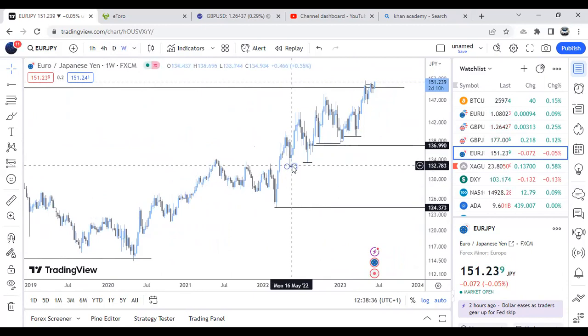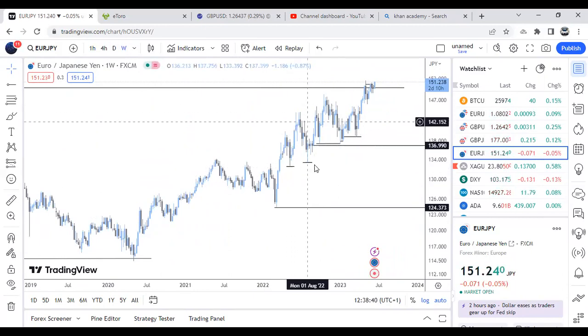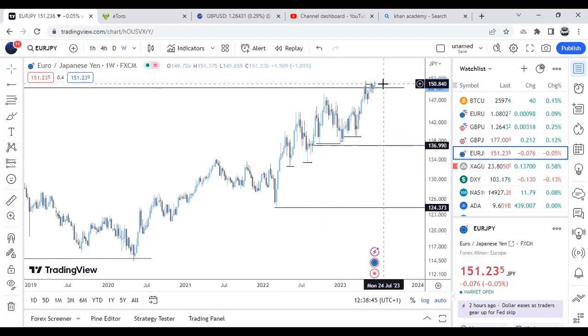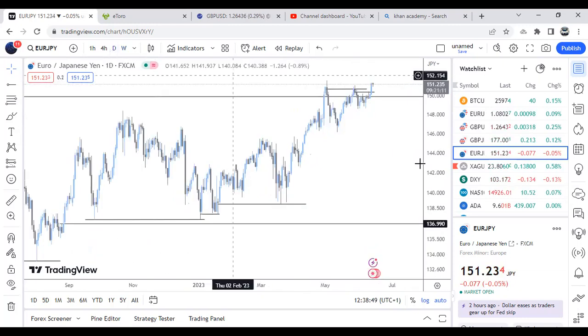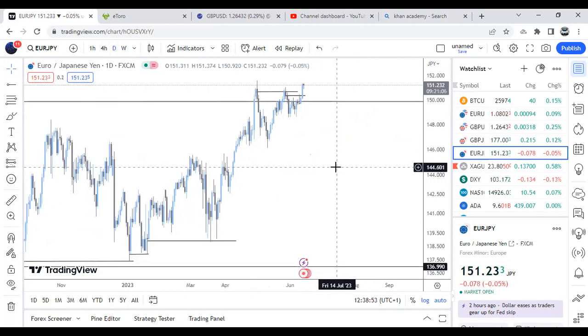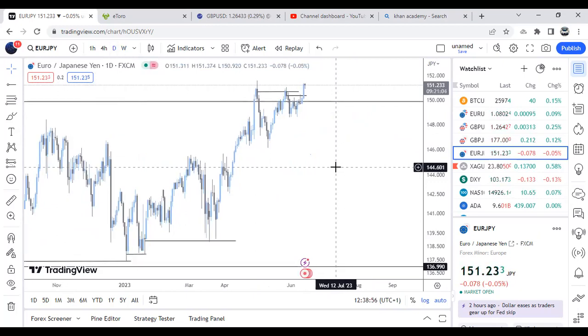Look at this: higher high, lower low, higher high, lower low, higher high. So basically we're making a higher high here. So go to the daily time frame. Sometimes I try to put in my own setups, but the market gives setups for you to trade. So just take them and go with it. The market will lead you.